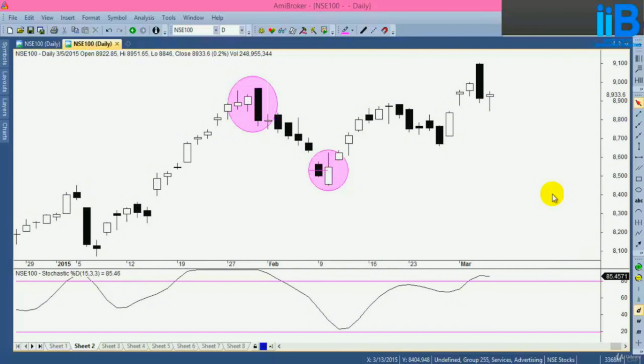So a stochastic %D reading of above 80 is overbought. A stochastic %D reading of below 20 is oversold. So I could use an oscillator to help refine these reversal patterns. We will talk more about this in a later section, but I just gave an idea of how candlestick patterns could be used with simple momentum oscillators to find effective reversal patterns.